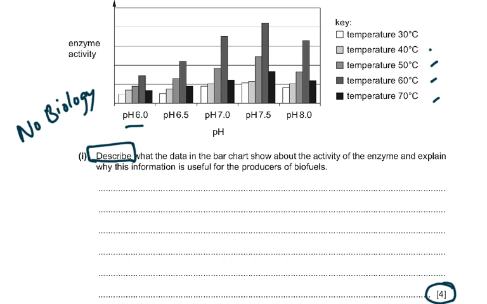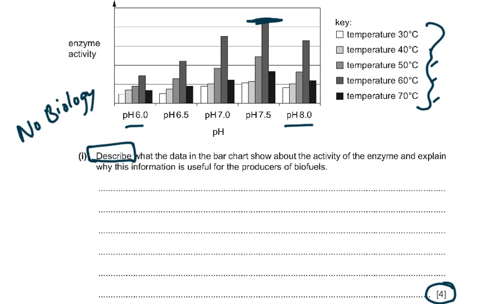So the enzyme is active from pH 6 to pH 8. Enzyme pH is around about 7.5 because this is the highest that we have here. Enzyme is active between 30 and 70 degrees Celsius. What do you get from the graph? What does the graph tell you? What does the data tell you?